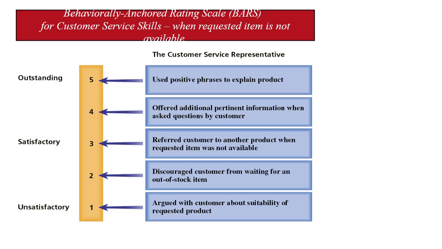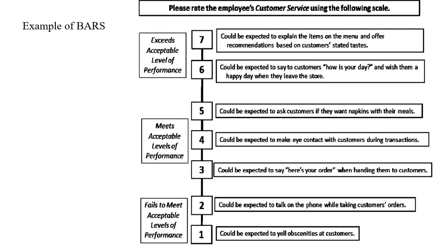So this is how BARS is calculated. Another example of BARS is given here. Please rate employees' customer service using the following scales. Fails to meet acceptable level of performance, meets acceptable level of performance, exceeds acceptable level of performance. So 1 and 2 belong to fails, 3, 4 and 5 belong to meets expectation, 6 and 7 belong to exceeds expectation. So this is how the calculation is done.